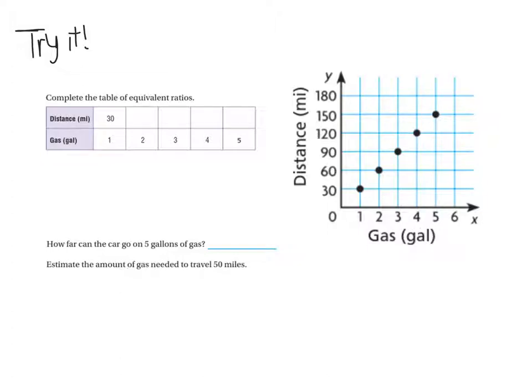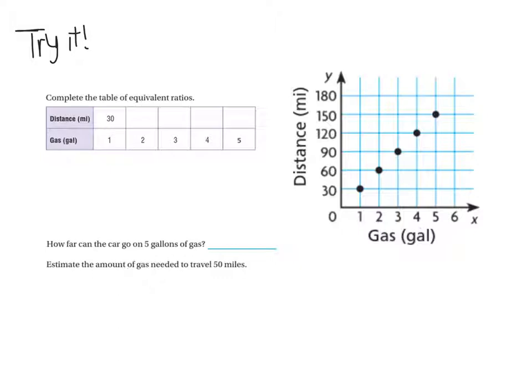So here, complete the equivalent ratios, complete the table. It looks like we're doing distance in miles, so 30 miles on 1 gallon of gas. So how many for 2 gallons of gas? How many for 3, 4, and 5? And the question is, how far can the car go on 5 gallons of gas? And then the next part, you want to estimate the amount of gas needed to travel 50 miles. Go ahead and try this one on your own.